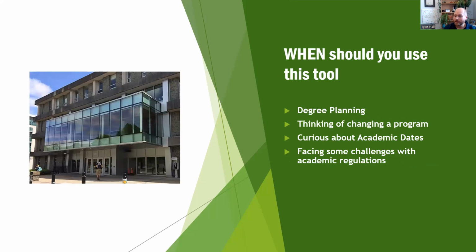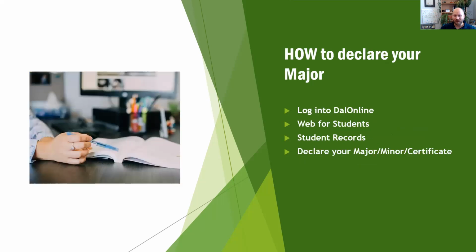So if you do get put up for academic integrity and you're not really sure what that means, there's some information on the calendar about it, or anything like that. So those are the main times you're going to use this tool, but make sure you reach out if you need any help. And just to finish off our presentation, I want to show you how to quickly declare your major, because some folks might not know how to do that.